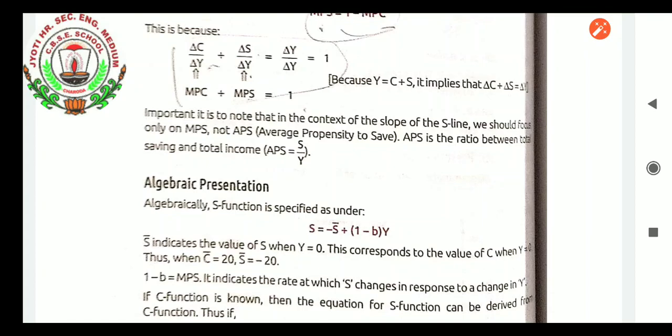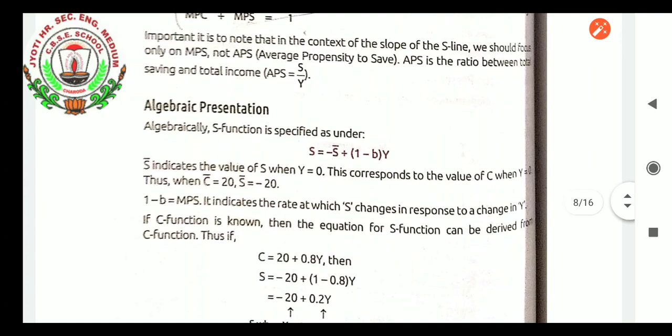It is important to note that in the context of the slope of the S line, we should focus only on MPS, because APS shows the average propensity to save. APS is the ratio between total savings and total income. So this was the formula, APS equals S upon Y.